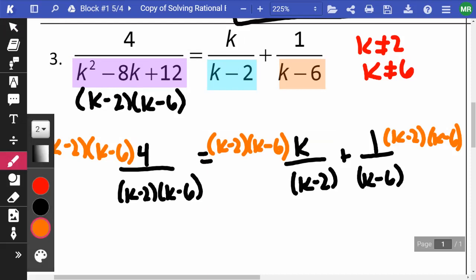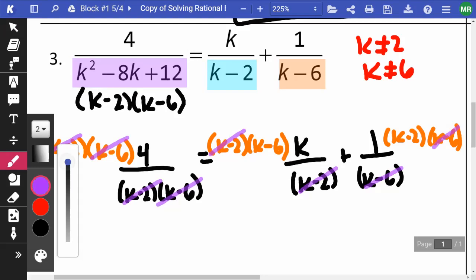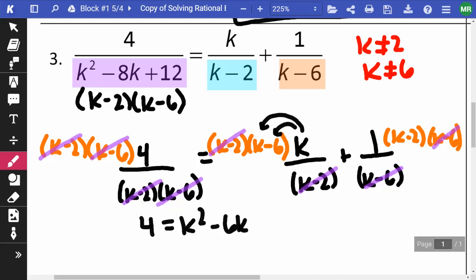So now, hopefully, everything's going to cancel out. So this k minus 2 and this k minus 2, and this k minus 6 and this k minus 6. Here, this k minus 2 with this, and this k minus 6 with this. And so now, when I'm doing this, I'm going to end up with 4 equal. Over here, the k is going to multiply with both of these. So I'm going to get a k squared minus 6k, and then I'm going to have a plus k minus 2.